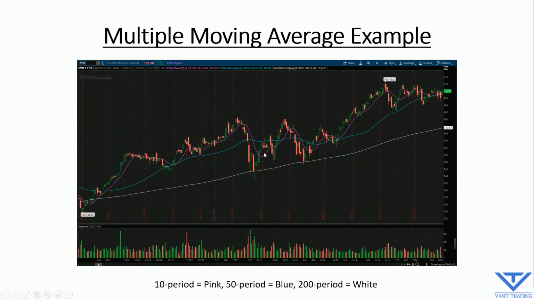Some traders will have opinions when moving averages cross over. When this 10 period crosses over the 50, that means the short-term momentum and average is now rising a lot faster than the medium term. So you can use these different moving averages to get a visual sense.